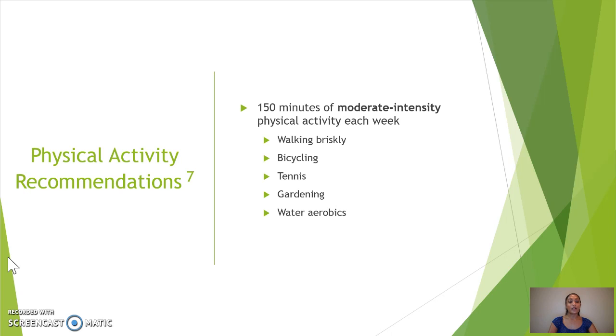Some examples of moderate intensity physical activity are walking briskly, biking, playing tennis, gardening, which actually does get your heart rate up, and water aerobics. Those are just some examples of how you can get started, but there are other ways to go about it, of course.